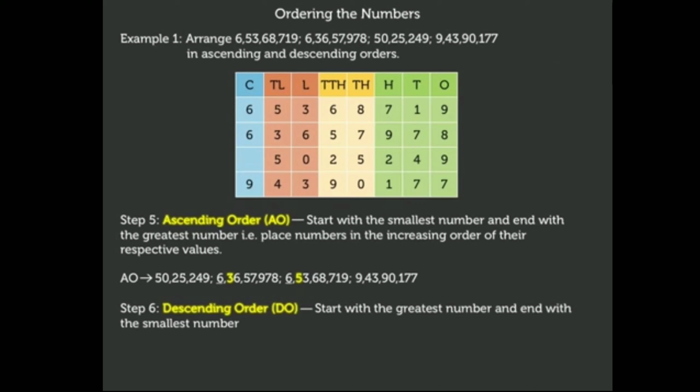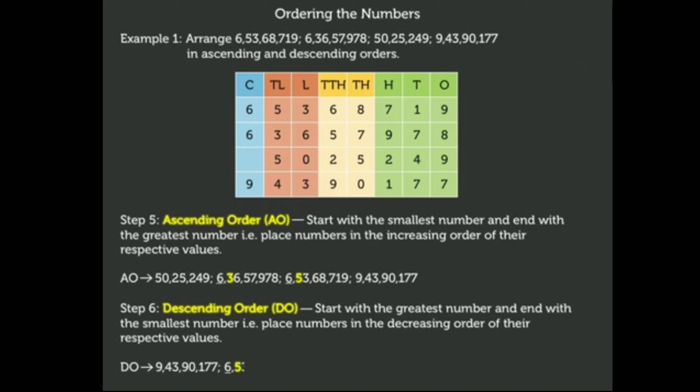Step 6. Descending order. Start with the greatest number and end with the smallest number. That is, place numbers in the decreasing order of their respective values. Descending order: 9 crore 43 lakh 90,177, 6 crore 53 lakh 68,719, 6 crore 36 lakh 57,978 and 50 lakh 25,249.